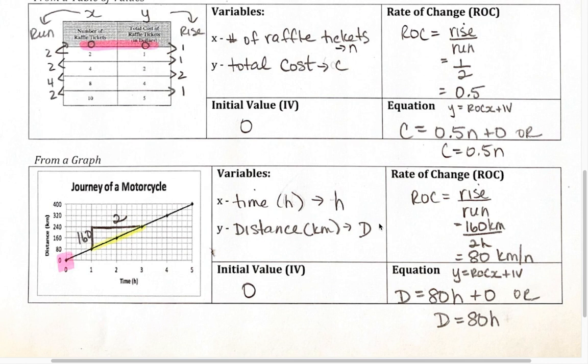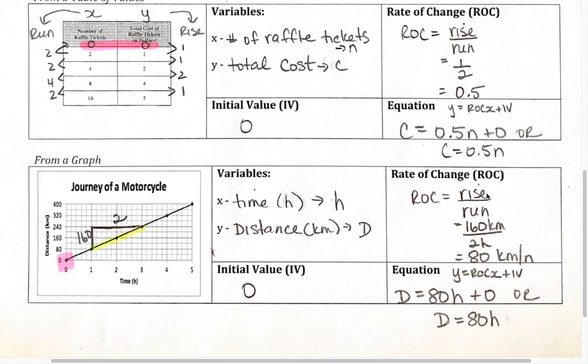Now I want to pick off my initial value. So on our graph for initial value, I always look to see where does the line hit the y-axis, and in this case it starts at 0. So my initial value is equal to 0, or 0 kilometers. And then finally, I want to calculate my rate of change.